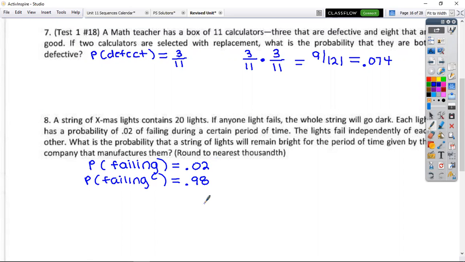So what's the probability that these will remain bright? On the last one, I had you just multiply it twice because it was short. On this one, I don't think you really want to show 20 of these, do you? No. So instead, what I can do is 0.98 raised to the 20th. Just a shortcut. 0.98 raised to the 20th is like 0.668. All right, how are those so far?